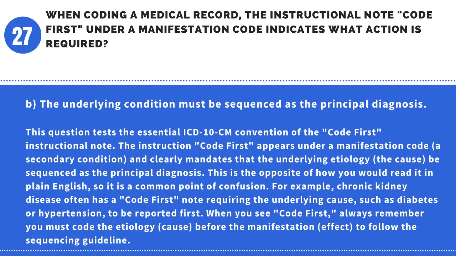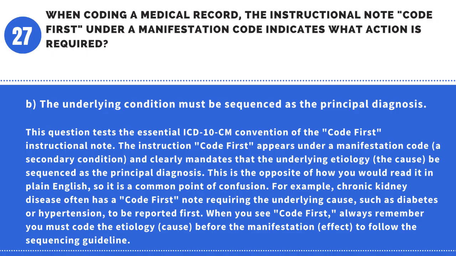This question tests the essential ICD-10-CM convention of the "code first" instructional note. The instruction "code first" appears under a manifestation code, a secondary condition, and clearly mandates that the underlying etiology, the cause, be sequenced as the principal diagnosis. This is the opposite of how you would read it in plain English, so it is a common point of confusion. For example, chronic kidney disease often has a code first note requiring the underlying cause, such as diabetes or hypertension, to be reported first. When you see "code first," always remember you must code the etiology, cause, before the manifestation, effect, to follow the sequencing guideline.